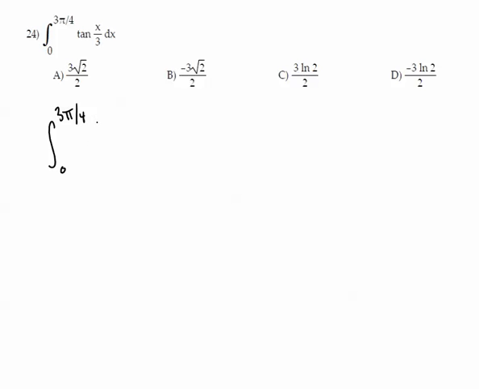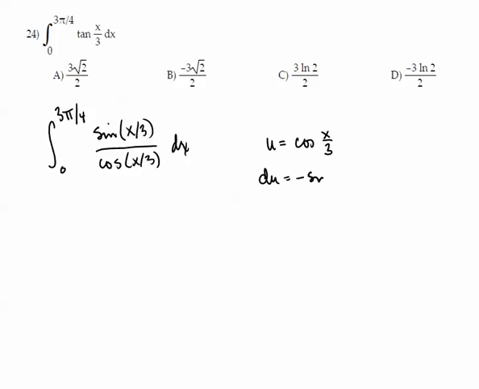And instead of tangent of x over 3, we're going to do sine of x over 3 divided by cosine of x over 3 dx. And what we're going to do here is not just use x over 3 as our u, but we're going to use the whole denominator. u is equal to cosine of x over 3. Then du will be the negative sine of x over 3.